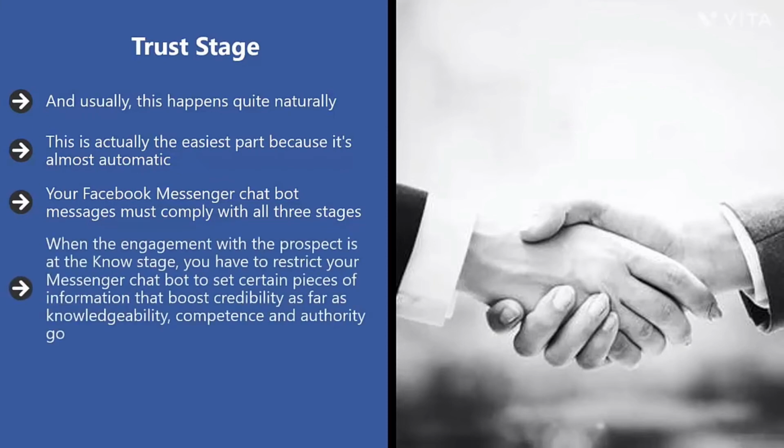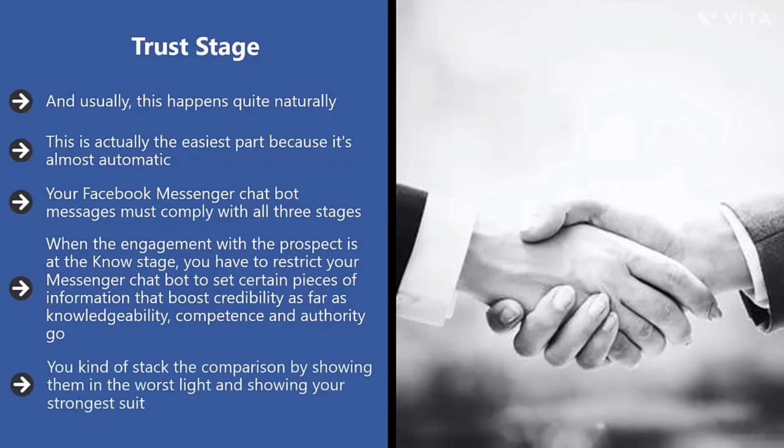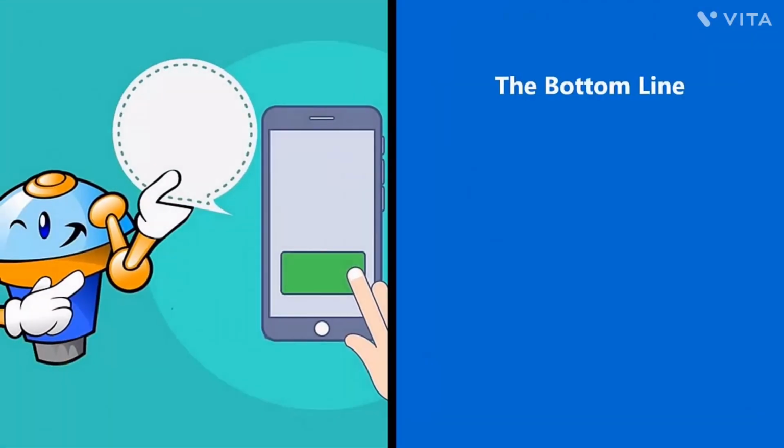When the engagement with the prospect is at the know stage, you have to restrict your Messenger chatbot to set certain pieces of information that boost credibility as far as knowledgeability, competence, and authority go. On the like stage, the kind of messaging you send must be comparative in nature. In other words, you position your brand according to its strengths, and then you line that up with the weakest points of the competition. You kind of stack the comparison by showing them in the worst light and showing your strongest suit. And then finally, you get to the trust stage, and this is usually filled in or assumed by the prospect. The bottom line, you're not going to buy anything from people you don't trust.